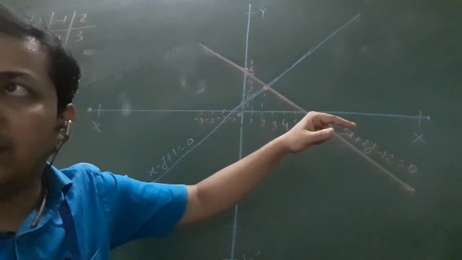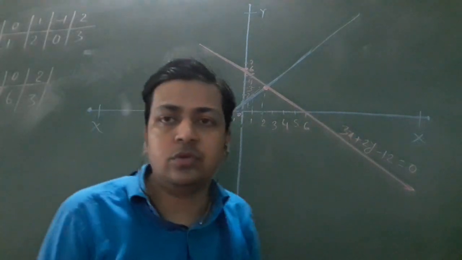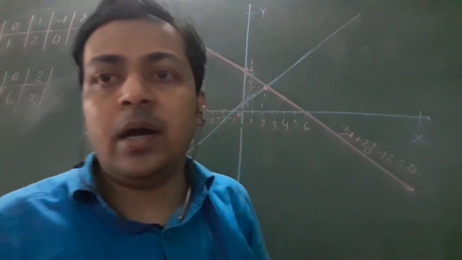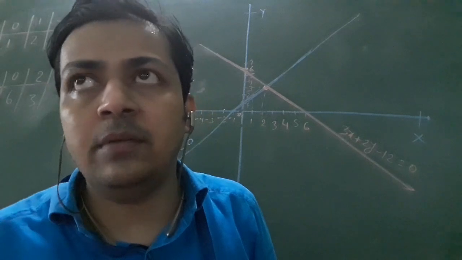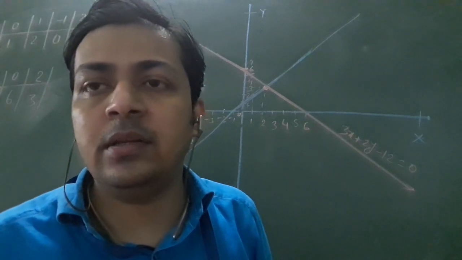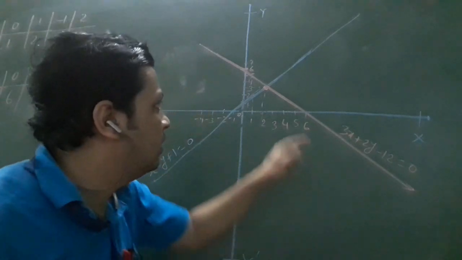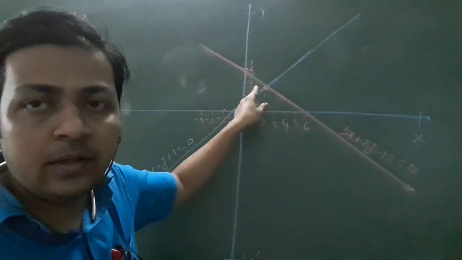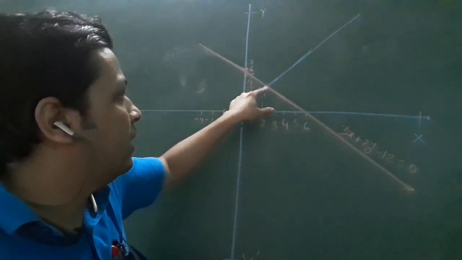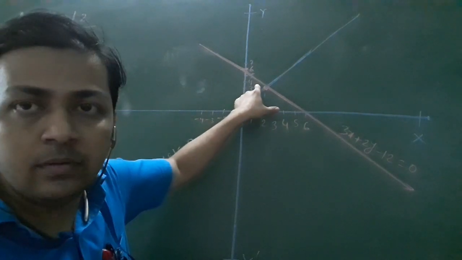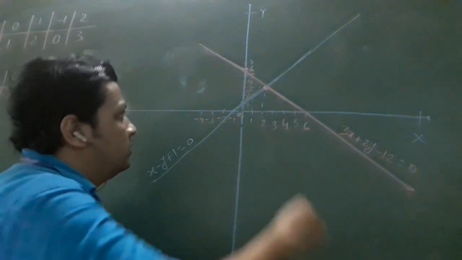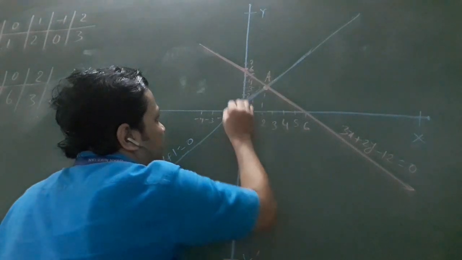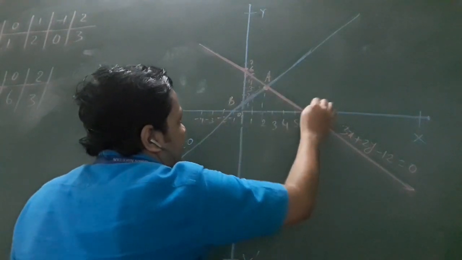It is clearly instructed in the question that the triangle is formed by these line and x axis. If the question is something like that, formed by these line and x axis, then we will take this triangle. If the question says that formed by this line and y axis, then in that case we will take this triangle, okay. So first of all I am giving the names A, B and C.